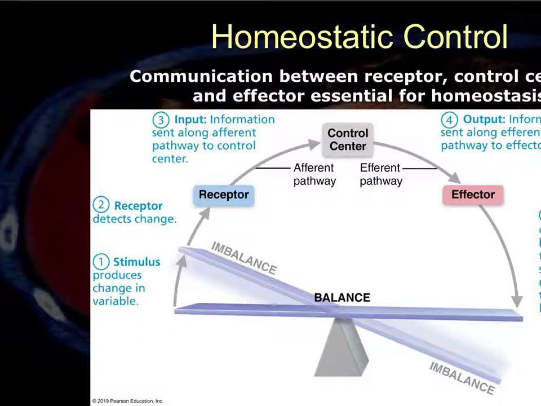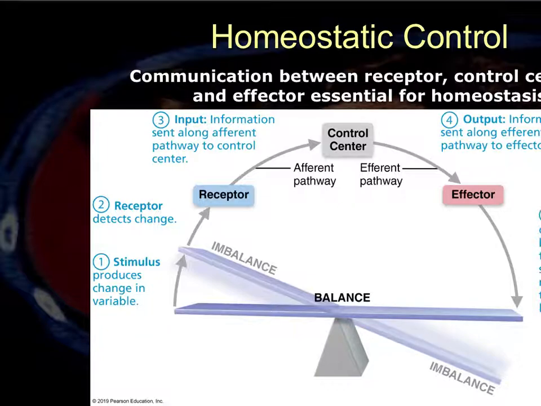So if we look at our teeter-totter here at balance, it's going to be whatever our set point is, whatever we want things to come back to. But things are going to happen that will cause us to be imbalanced. Either we'll get too high over here, or too low over there, and we'll have to shift something to get us back to balance. So, the parts of the feedback loop.